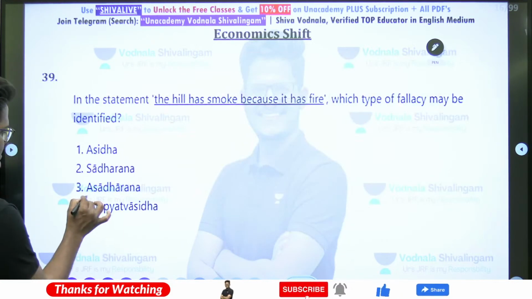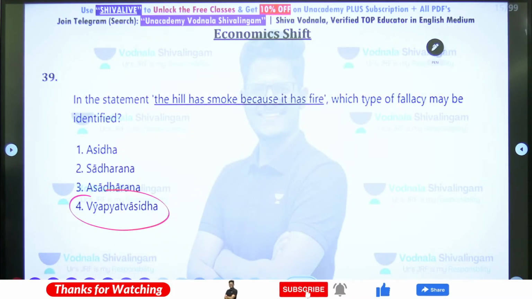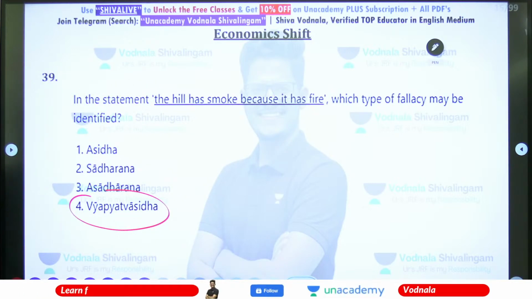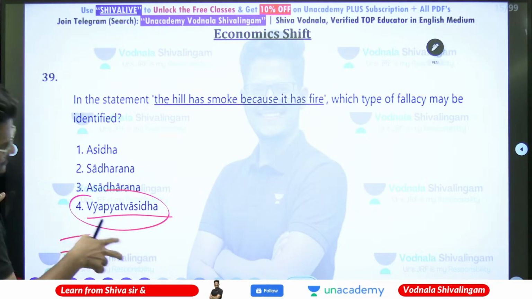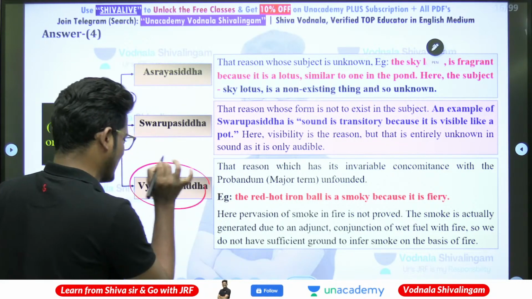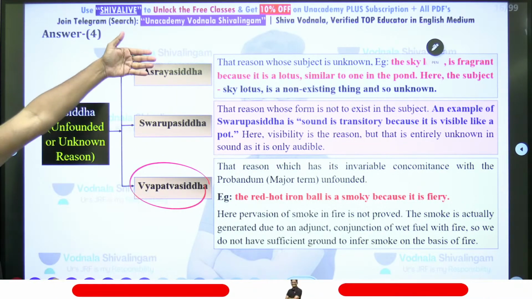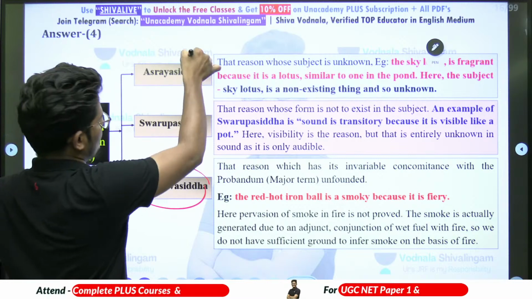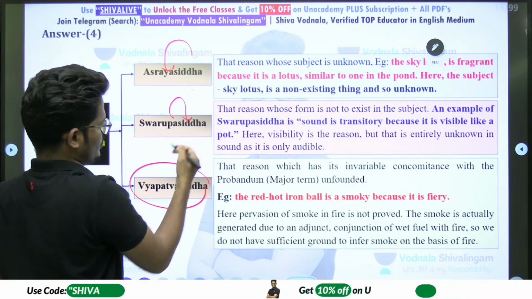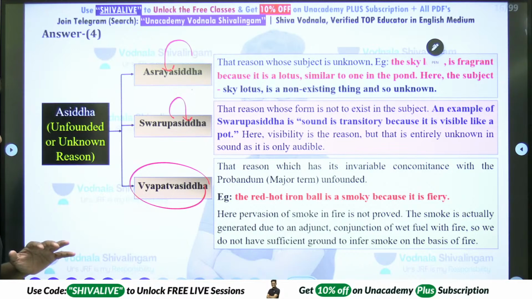The answer for this question is Vyapatva Siddha. The hill has a smoke because it has a fire. The fallacy may be identified as Vyapatva Siddha. Look at when this fallacy will occur. When the subject is unknown or unfounded, Asraya Siddha will happen. When the predicate is unknown or unfounded, Swarupa Siddha will happen.